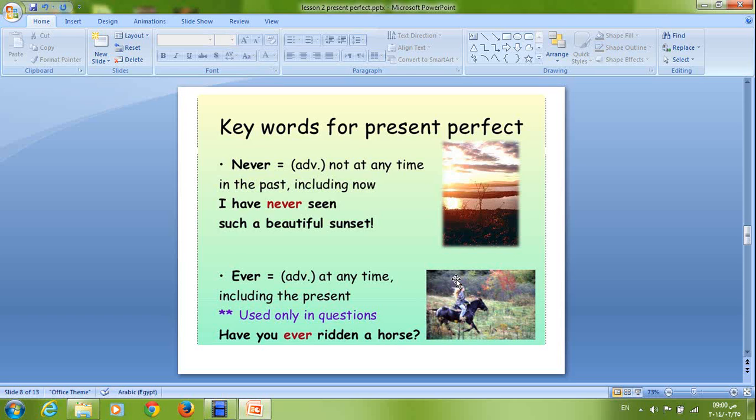Ever, let's move to ever. Ever means at any time, including the present, used only in questions. I put ever only in questions, and it comes after the pronoun. Have you ever ridden a horse? Has she ever visited the pyramids? Have you ever traveled abroad? So, ever comes in the question. I ask you if you have ever made something or not, if you have ever done something or not.